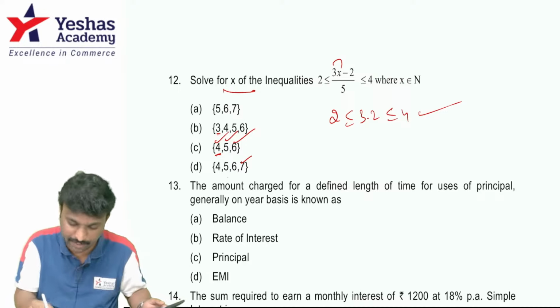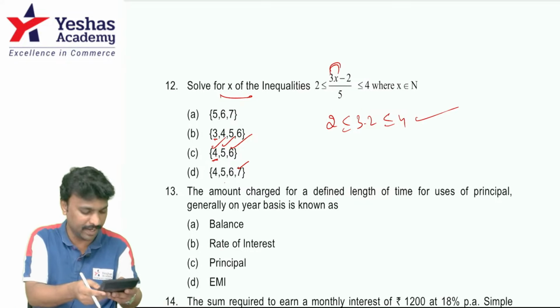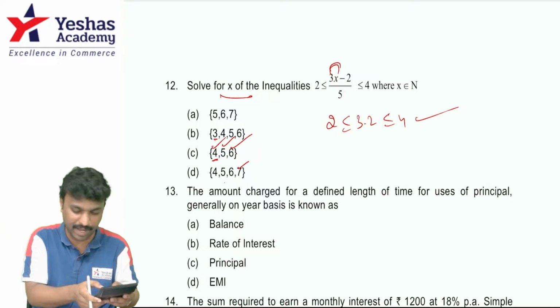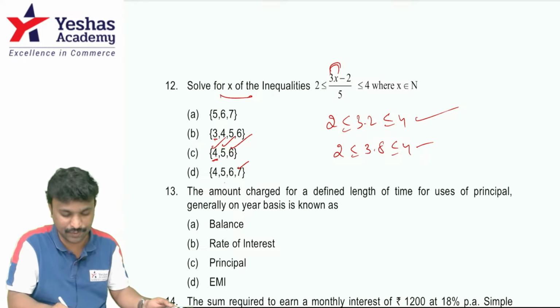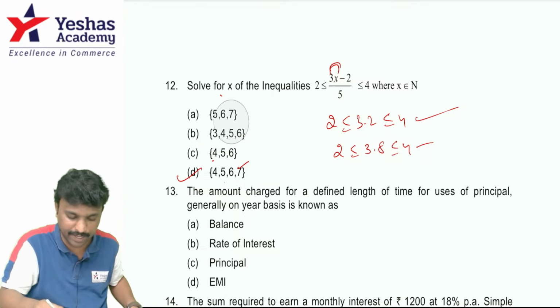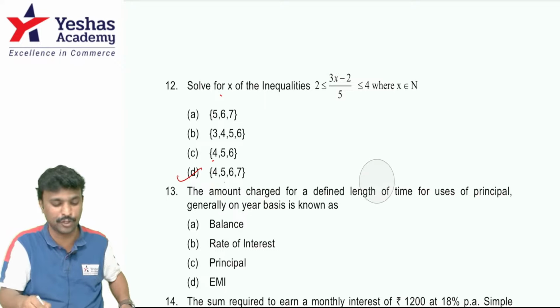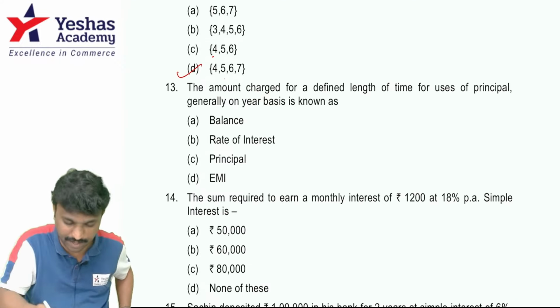Suppose if I hit option D, even 7 is there. 3 sevens are 21. 21 minus 2, divided by 5, is 3.8. 2 less than or equal to 3.8, less than or equal to 4. Even the 7 also satisfies. Therefore, option D is the right answer. 4, 5, 6, 7, all the 4 values will satisfy. So option D is the right answer.